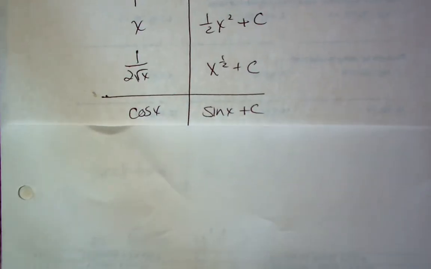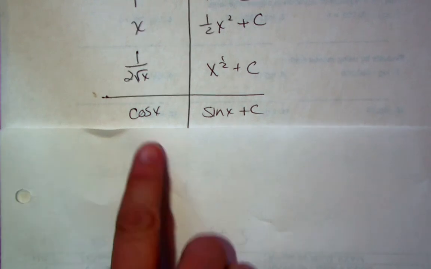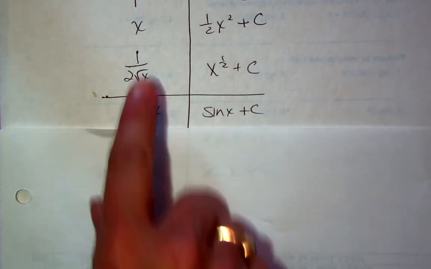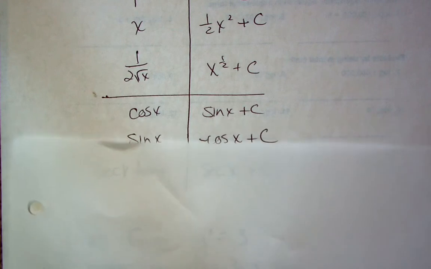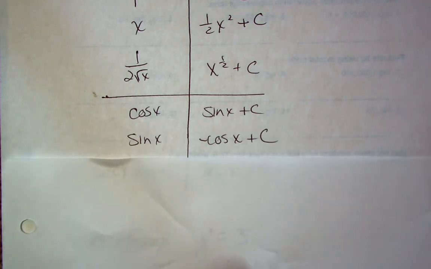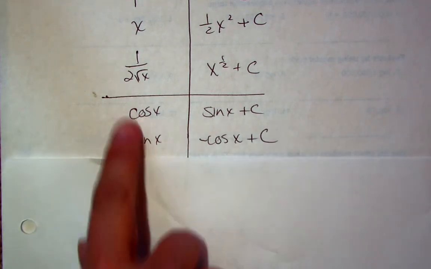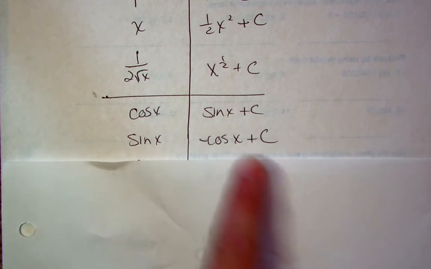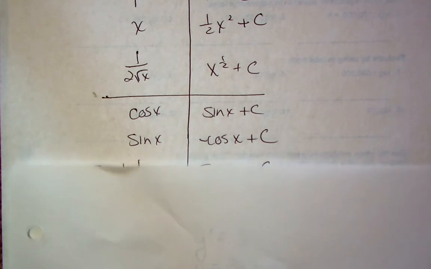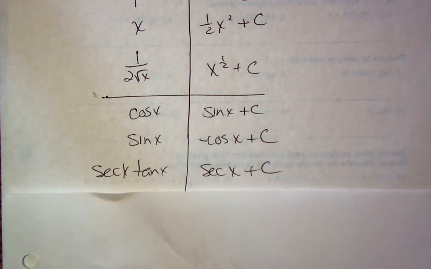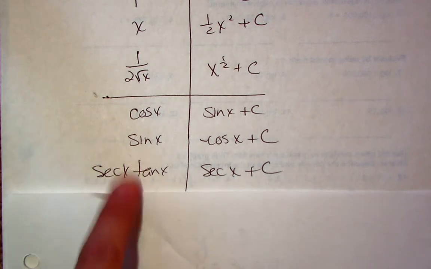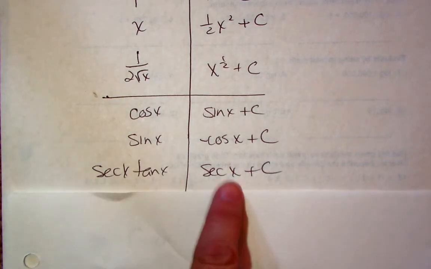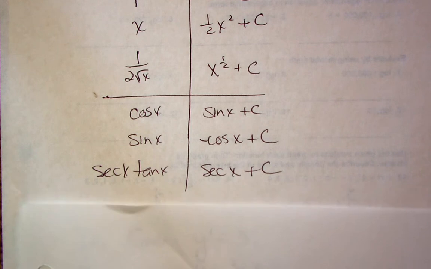Let me go ahead and give you some trig functions also. So if this is the first derivative, when I integrate it, we'll go back to sine of x plus C. If this is my first derivative, sine of x, and I integrate it to go back to the original, it is negative cosine of x plus my constant of integration. Secant x times tangent x, if I integrate that, that'll be secant x plus my constant of integration.